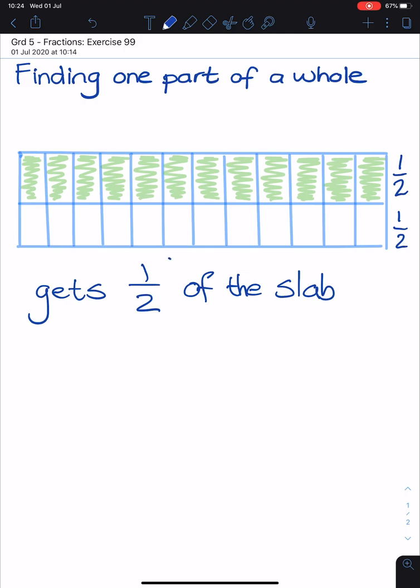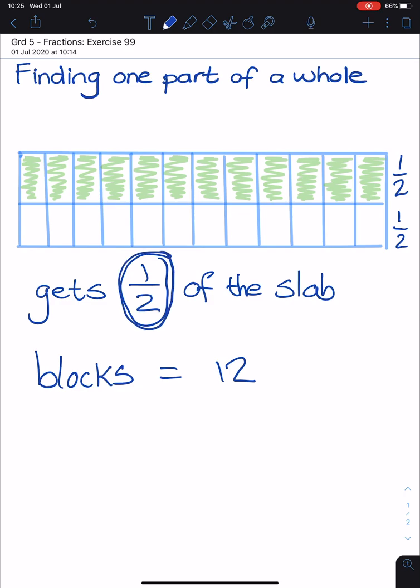So we've said what fraction does each child get. Now I want to know how many blocks of chocolate each child gets. Well, if one child gets all the green blocks, there are 12 blocks. So if one child has half a slab of chocolate, in their half a slab, there are 12 blocks of chocolate.